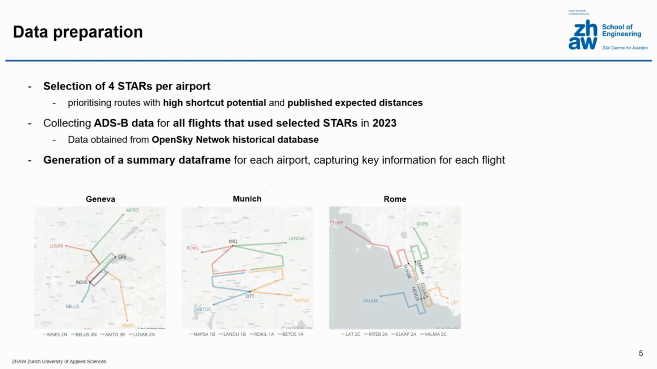And in the cases of Munich and Rome, we also only considered stars for which, of course, expected distances were available in the AIPs. We then collected all available ADS-B trajectory data corresponding to flights that followed one of these selected stars during the year 2023. And of course, here we got our data from the Open Sky Network historical database.